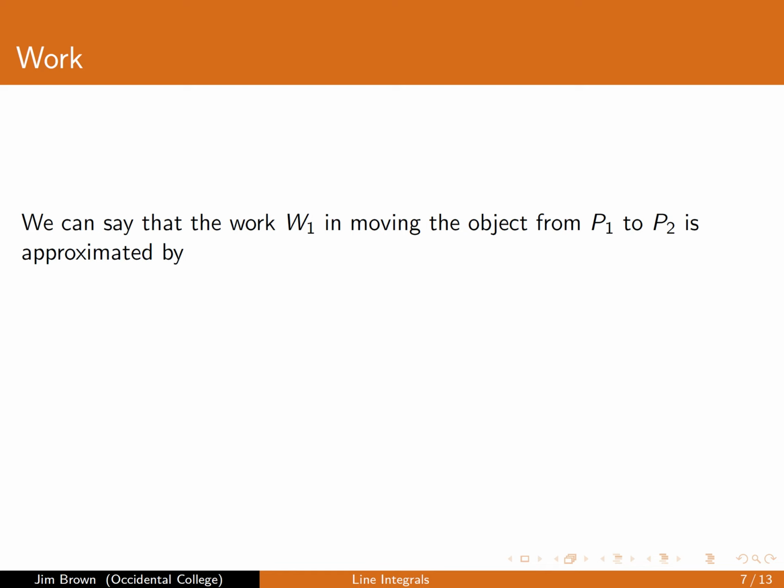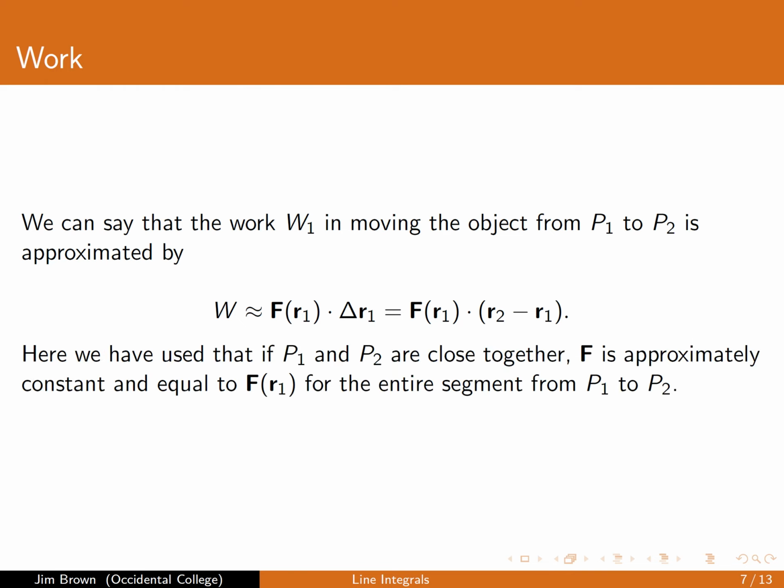So the work in moving from P1 to P2, we'll say this is approximated by the formula we started with. We take the force at the point P1, f of r1, and dot that with our displacement vector delta r1. So this is f of r1 dot r2 minus r1. And of course, this is not exactly equal to the work in general, because that curve is not the same thing as the displacement vector, but it's a reasonable approximation.